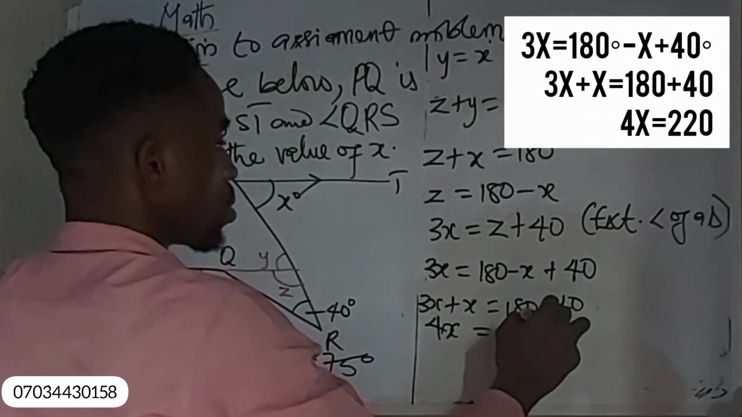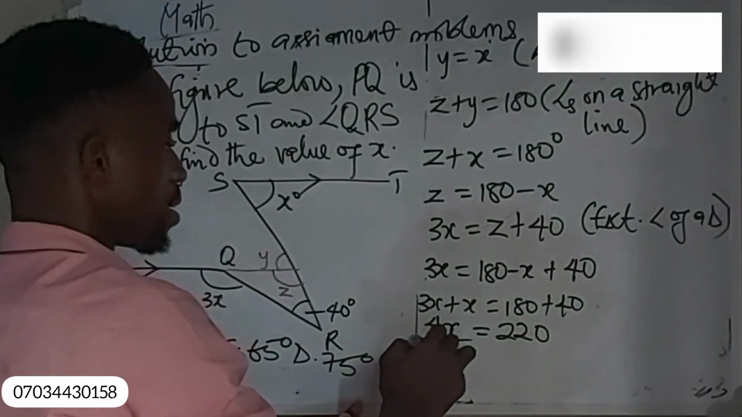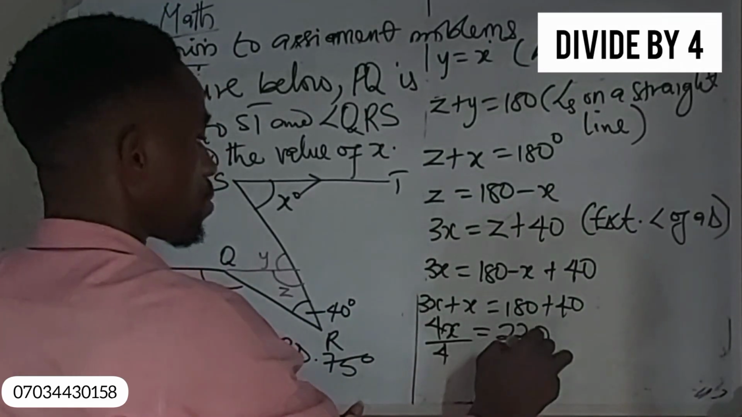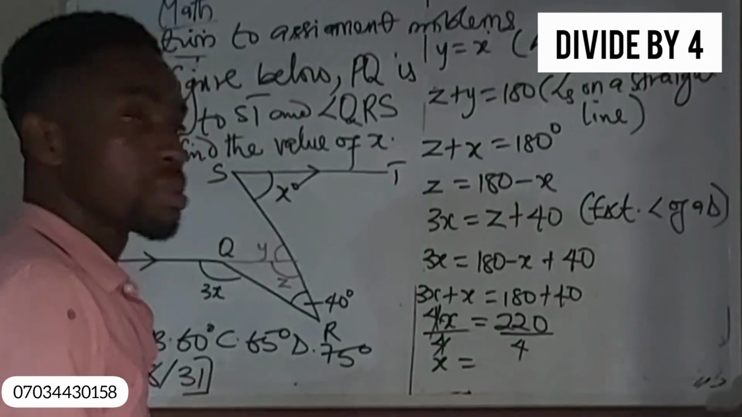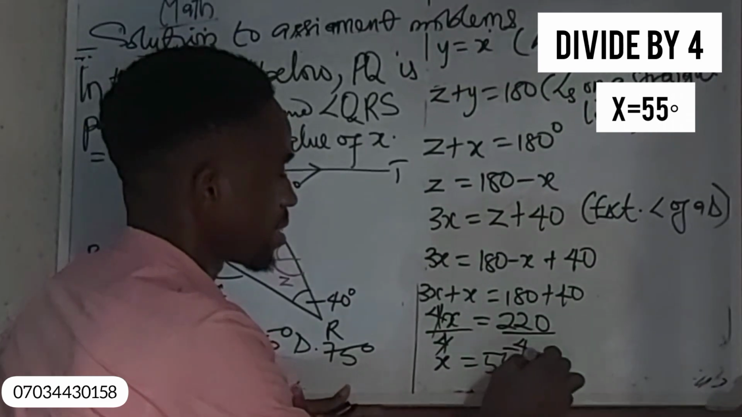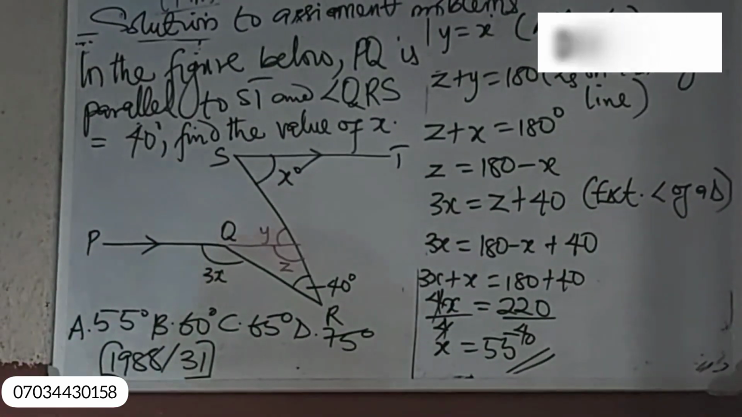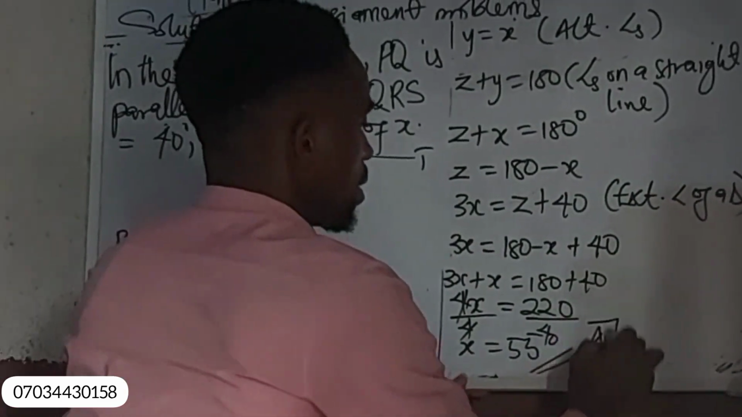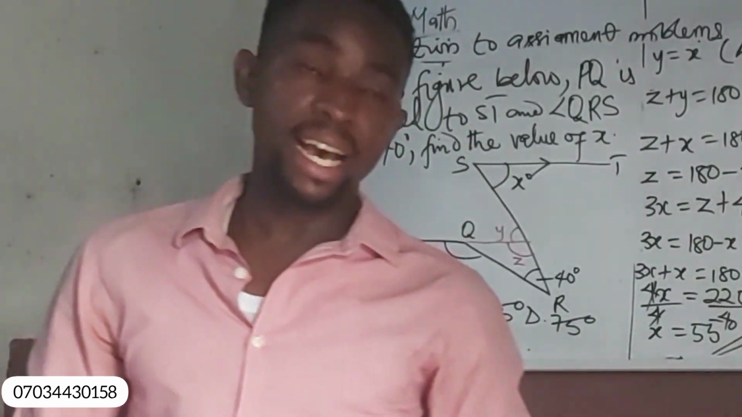220, right? And then I'll divide by 4. So x is equal to 55. So our answer is option A. And that's it for the assignment.